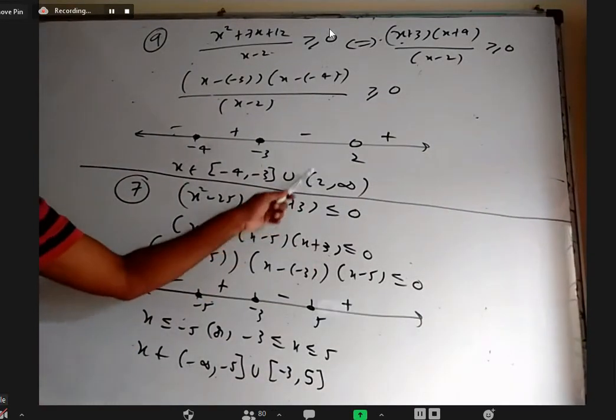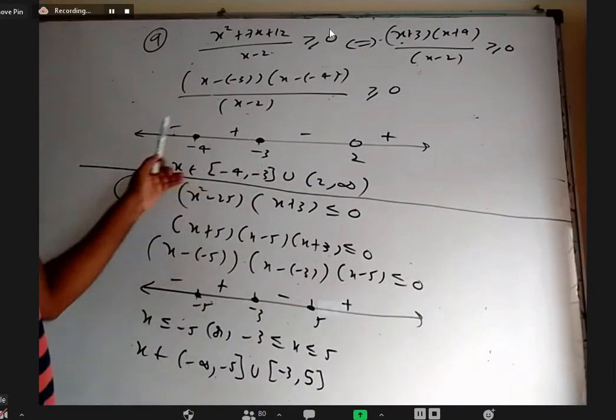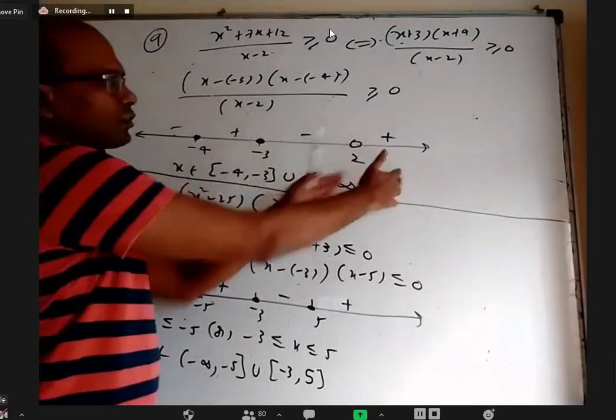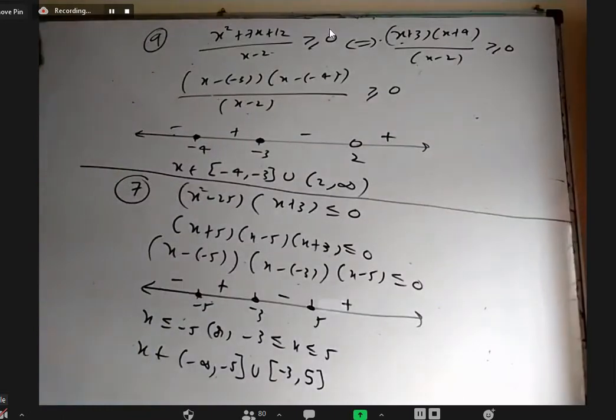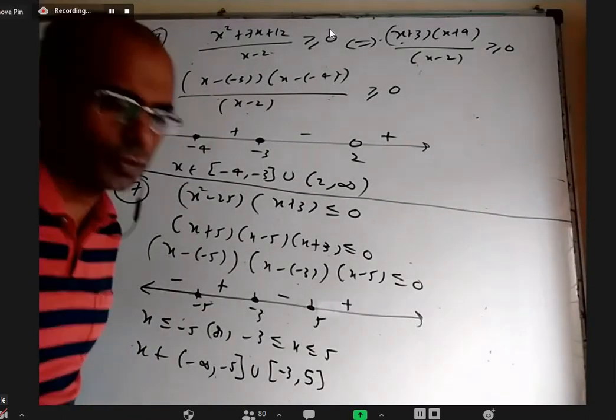You have to notice that 2 is open. Our interval is the same between minus 4 to minus 3 and after 2. But should they include 2? Should they include minus 4? That depends on the equality given in the question. That's there in the numerator.